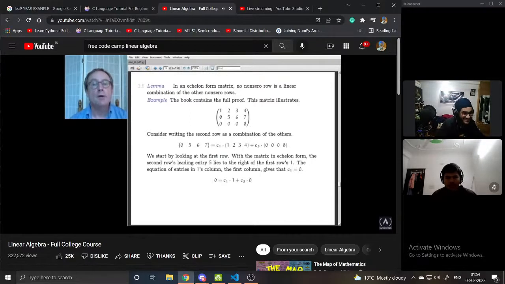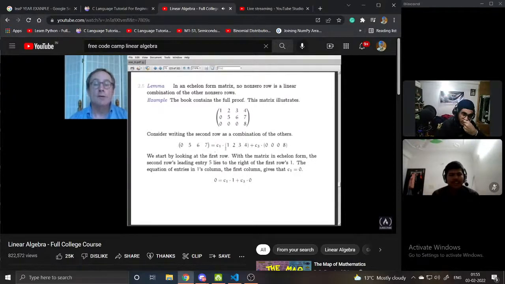I want to show that no row is a linear combination of the others. In order to best illustrate the proof, I should show that the middle row, 0 5 6 7, is not a linear combination of 1, 2, 3, 4, and 0 0 0 8. So I want to show that there's no linear combination that gives you this. And it's just a question of proceeding in two steps.